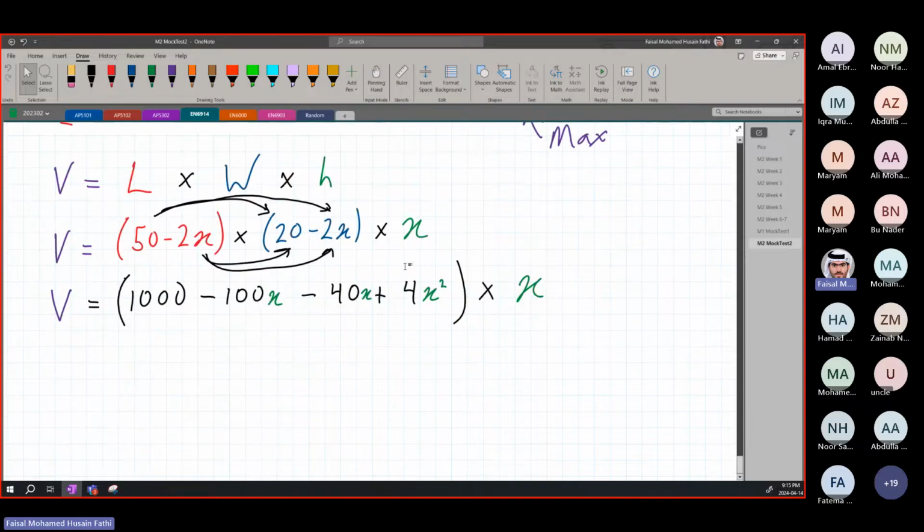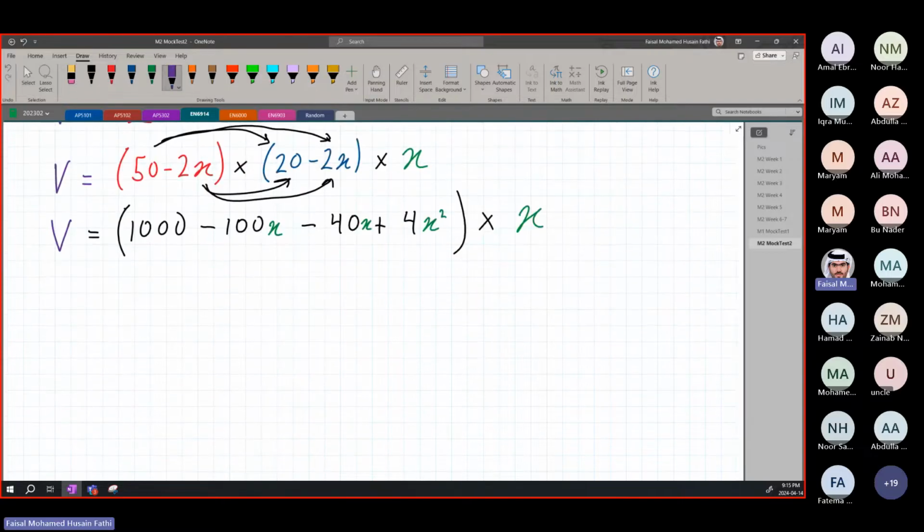All right. Now let's simplify this one last time, by distributing x into everything. But before that, let us simplify what's inside and arrange it properly. So x squared, I'm going to write it first. So 4x squared minus 100x minus 40x is going to be minus 140x plus 1000. I just rearranged the equation and simplified. I didn't do anything. Times x.